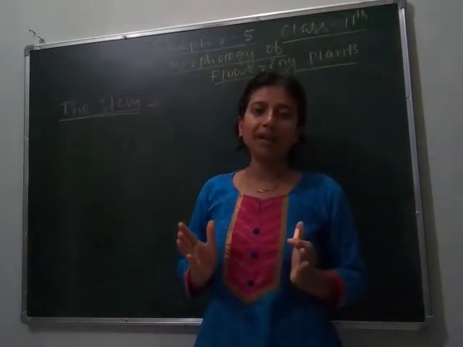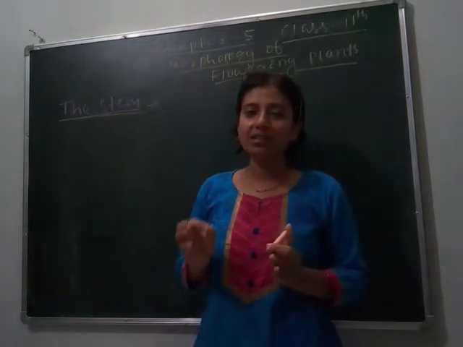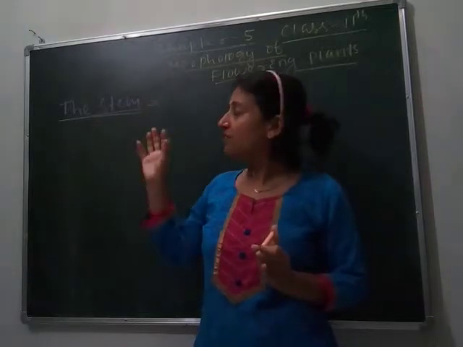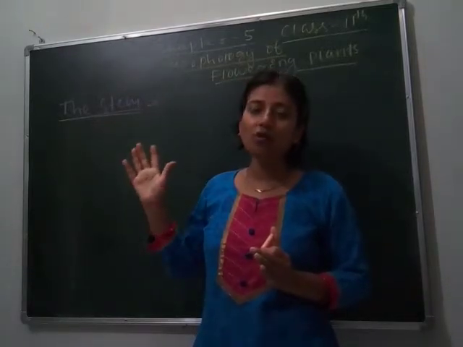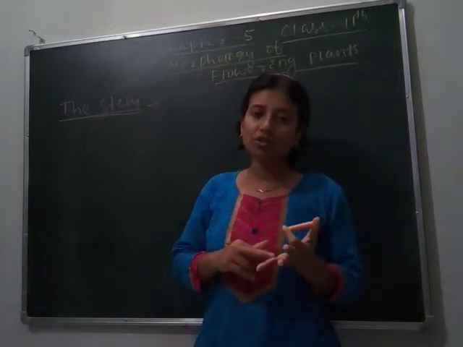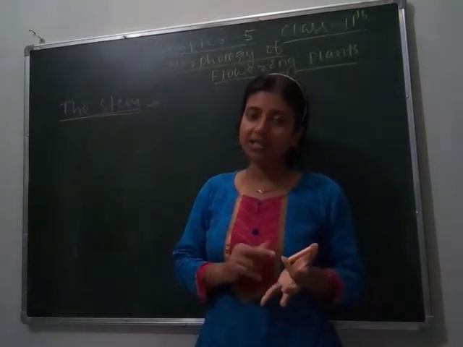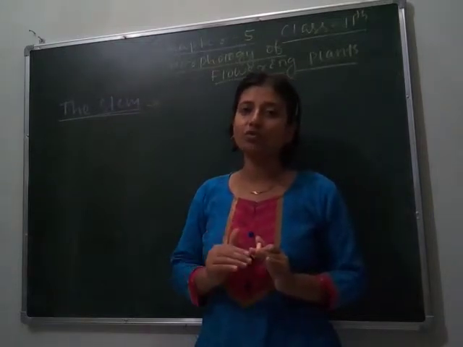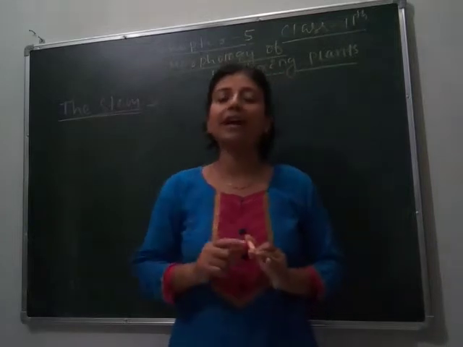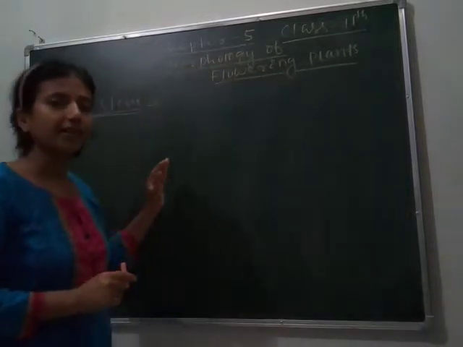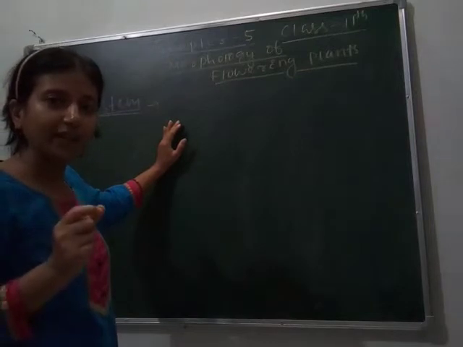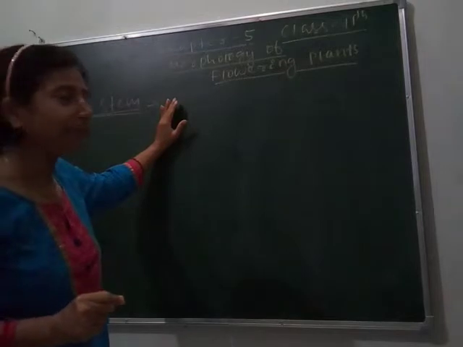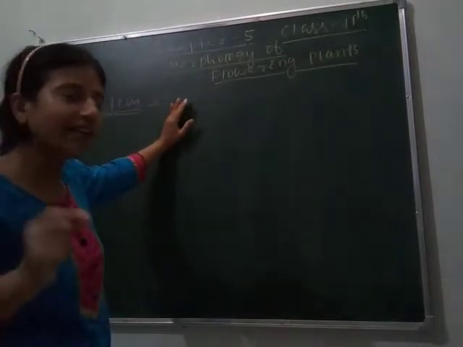Stem is a part of plant which holds leaves, fruits, flowers, flower buds, etc. in it. So its main function is to hold flowers, fruits, flower buds, leaf buds, etc. As well as it has vascular tissues present. So conduction of food and water also takes place through stem. Okay, conduction of food and water means transportation of food and water also takes place through stem. So let's see how a stem looks like.